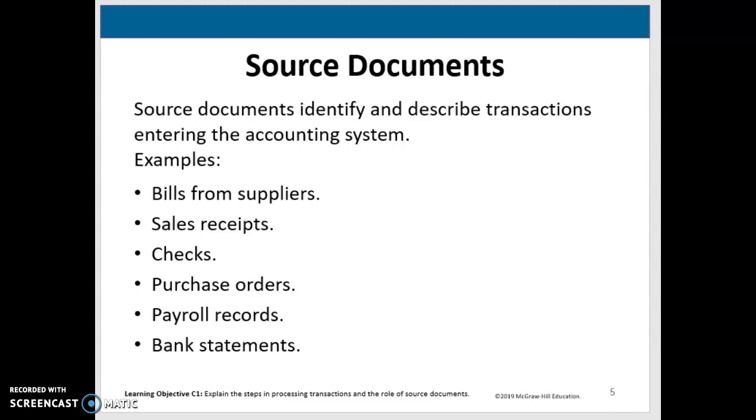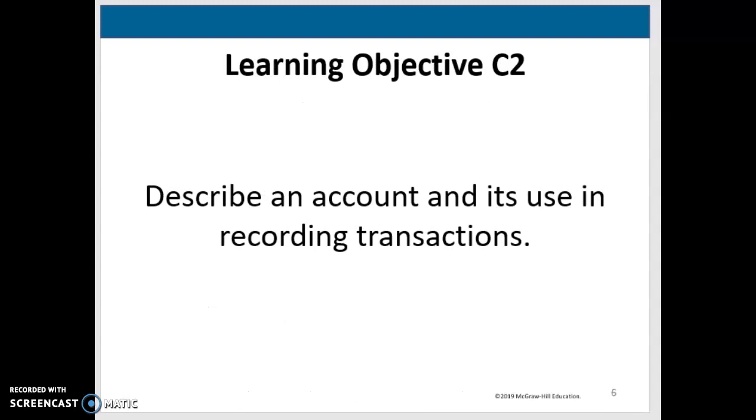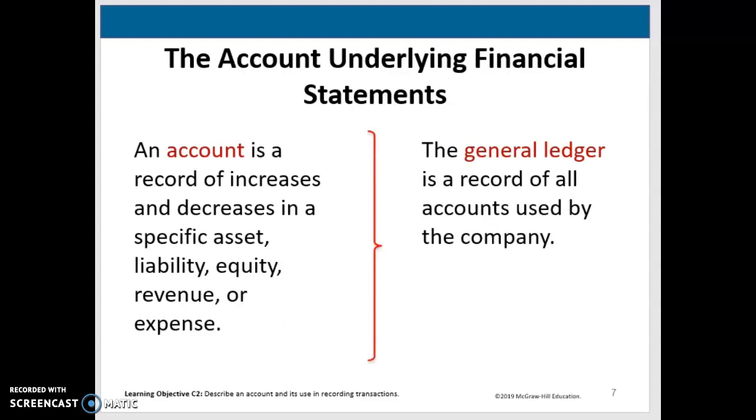It might be a bank statement telling us what's occurred in our account or what charges they've given us. It could be a bill from a supplier that we've ordered something from. And there's tons of other things that can be source documents. Those are the things that help create the backup for the transactions that we're going to identify. So let's look at what an account is.